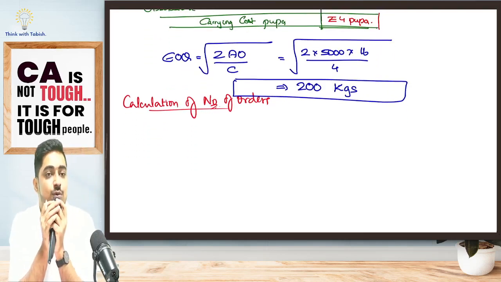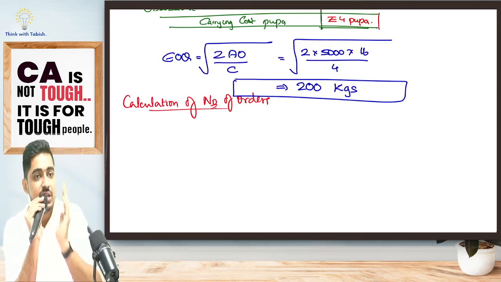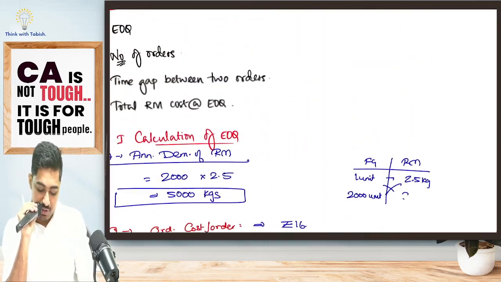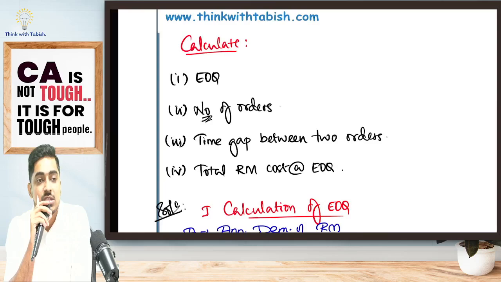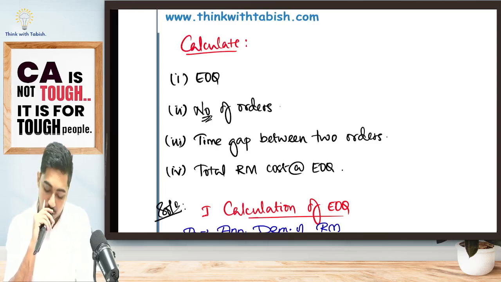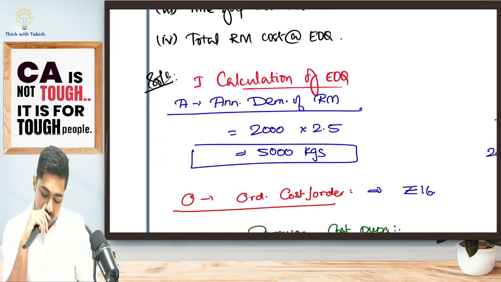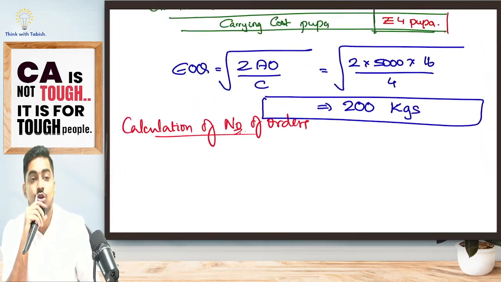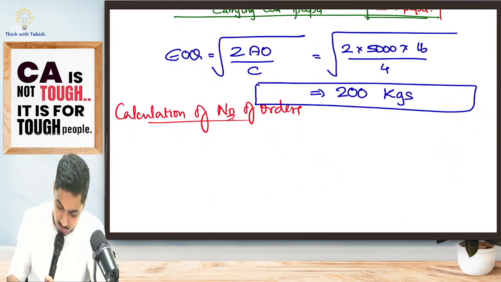Is this over, everyone? Yes or no? Perfect. Can we go to the next requirement? Yes, sir. What is the second requirement, students? Calculate the number of orders. How many times should I order? Okay, boss. Tell me total how much I want. 5,000 I want. Every time how much am I buying? 200 I'm buying. That means how many times should I buy? 25. Simple.